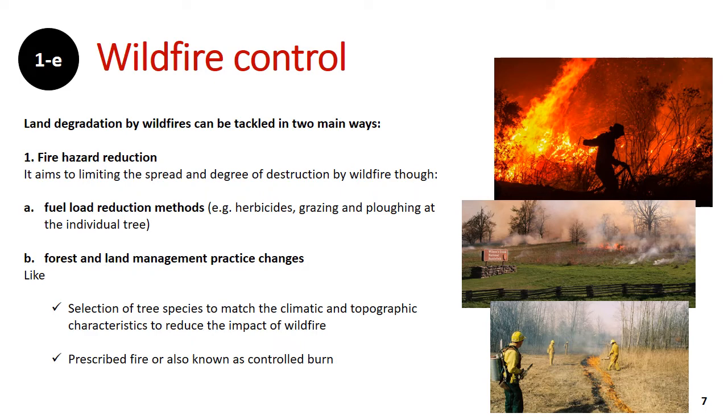Now, what is prescribed fire? Prescribed fire or controlled burn is basically when you do it intentionally. You plan how to do it, and you expect what the damage would be, in order to intentionally burn some of the vegetation in order to control the spread of fire.